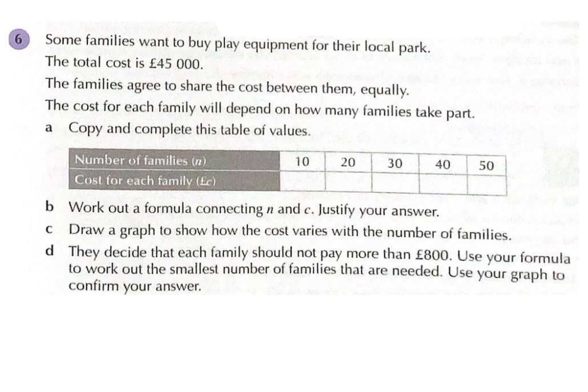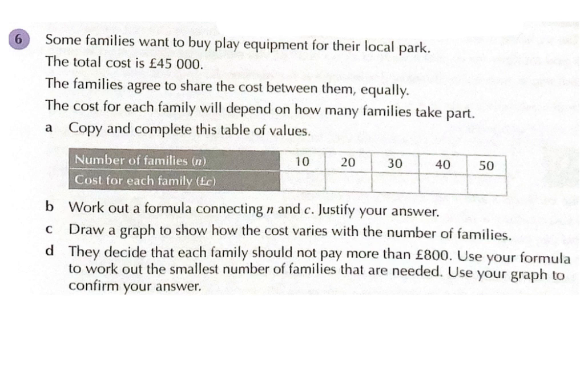Number 6, Renat, can you read? Some families want to buy food equipment for their local farm. Speak up loudly. The total cost is 45,000 pounds. Families agree to share the cost between them equally. The cost for each family will depend on how many families take part. Go ahead, Renat.